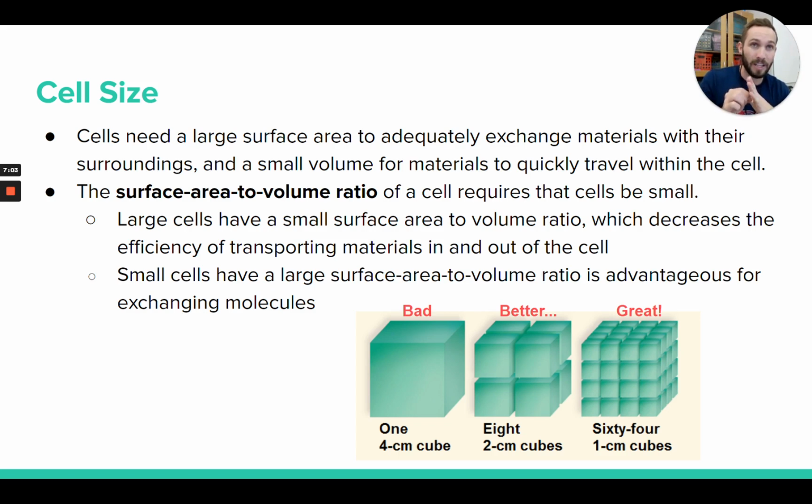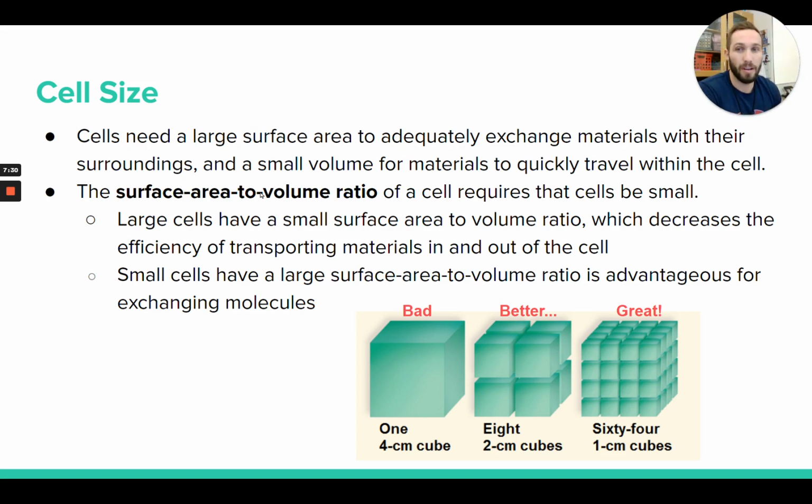And so we're going to do some math in a second, or you're going to do some math in a second. But just memorize this right now, that cells want to have a high surface area to volume ratio. The higher the surface area to volume ratio, the more efficient the cell is at obtaining nutrients and needed material and getting rid of waste from the cell. It's all about having a high surface area to volume ratio.